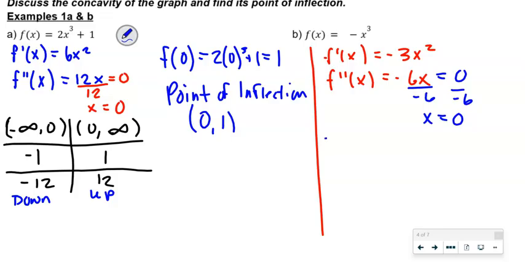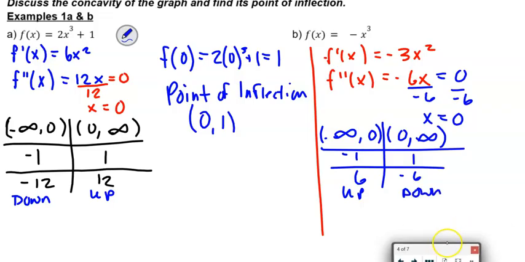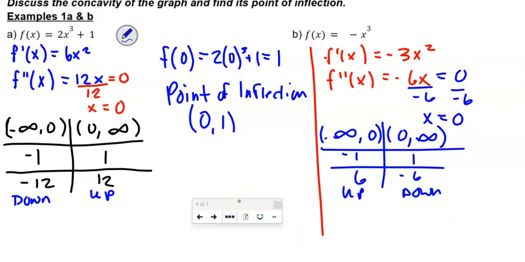Once again, we're going to do from negative infinity to 0, and then from 0 to infinity. In our table, we use negative 1 and 1 again, just like we did a minute ago. This time, a negative times a negative is a positive, so that's going to be a positive 6. When we multiply a negative times a positive, it gives us a negative. So this would have been up and this would have been down, so that is a point of inflection because they are changing from concave up to down. Then we're going to plug in that value again.